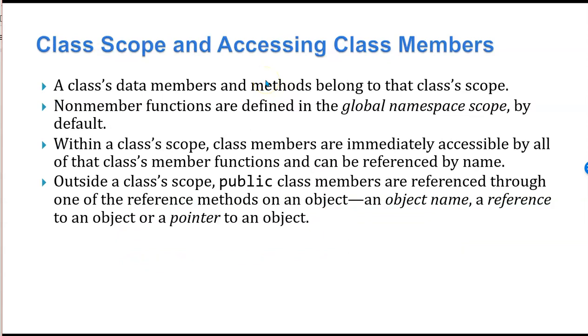So, a class's data members and methods belong to that class's scope. Non-member functions are defined in the global scope. Within a class's scope, class members are immediately accessible by all of that class's member functions and can be referenced by name. Outside of a class's scope, public members are referenced through one of the reference methods on an object name, a reference to an object, or a pointer to that object.